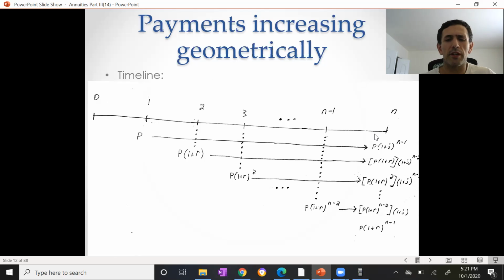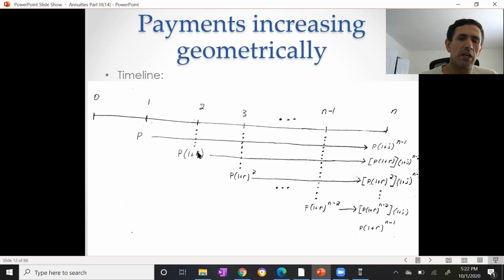So we have the following timeline here. The first payment is P that accrues n-1 periods of interest at the per period interest rate J. The annuity increases by R times 100%, where R is a decimal. So the payment at the end of the second period is P times 1 plus R. That accrues n-2 periods of interest. So it's P times 1 plus R, which is the amount you're getting paid, or the amount you're paying someone, whatever perspective you take. And again, that accrues n-2 periods of interest, so it's 1 plus J to the n-2.